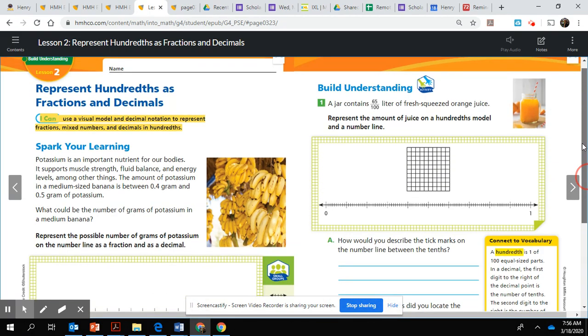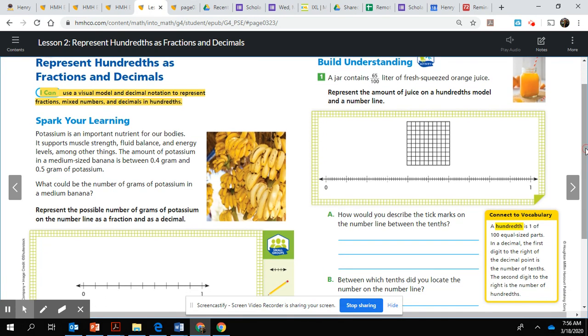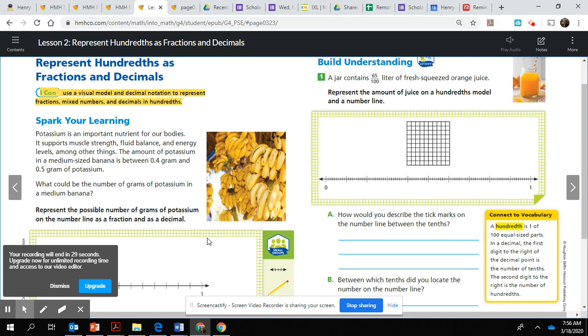So then they want you to take over here with your build understanding. I will come back with a second video and we will walk through the build understanding. But this is how your book should look. Allow the book to read to you. Read it yourself. Reread the questions. Take the time to use notebook paper to draw out your model of the number line, or you can simply actually draw out your hundreds model because this is a hundreds model. You could have chosen to draw out those models for your Spark Your Learning as well. So I will be back soon with a second video.